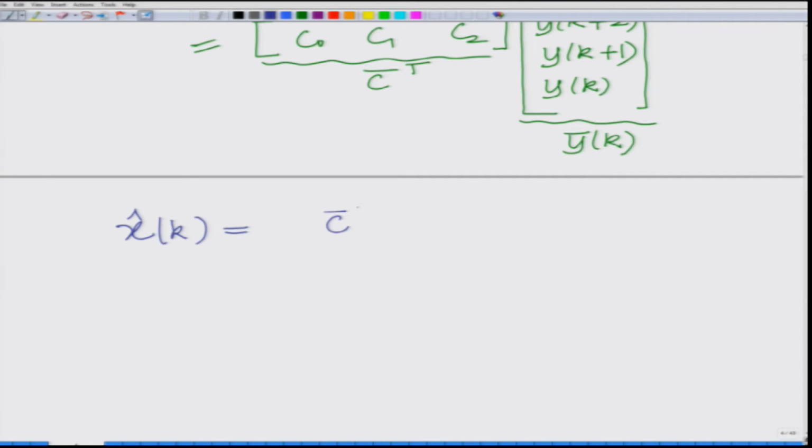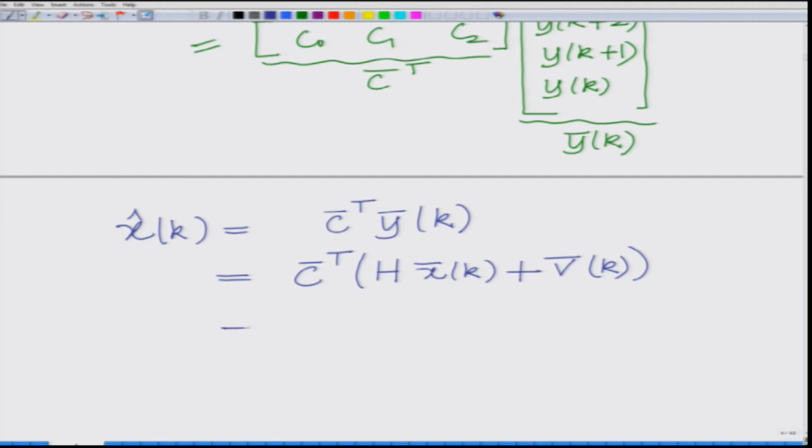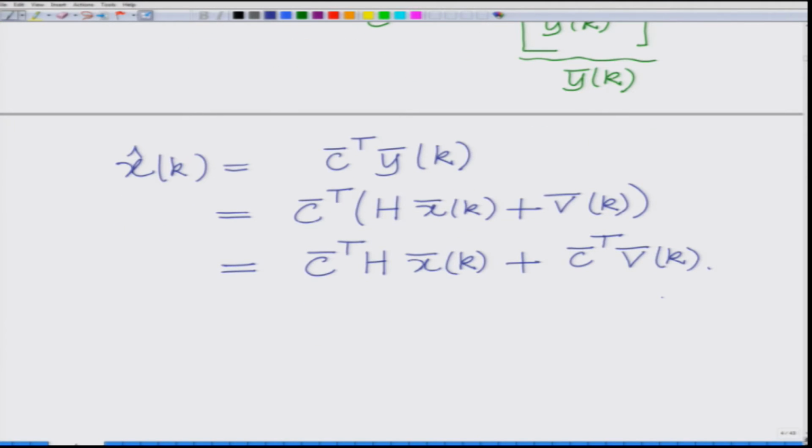So, the equalized symbol x hat k equals C bar transpose y bar k, and now substituting the expression for y bar k, which is equal to H times x bar k plus v bar k, which by removing the brackets I have C bar transpose H times x bar k plus C bar transpose v bar k.